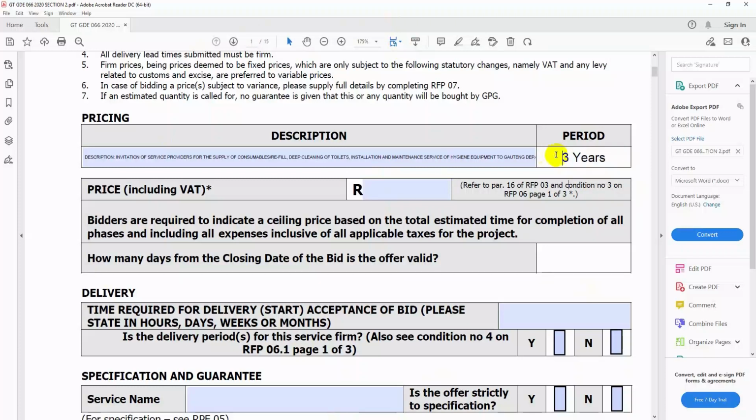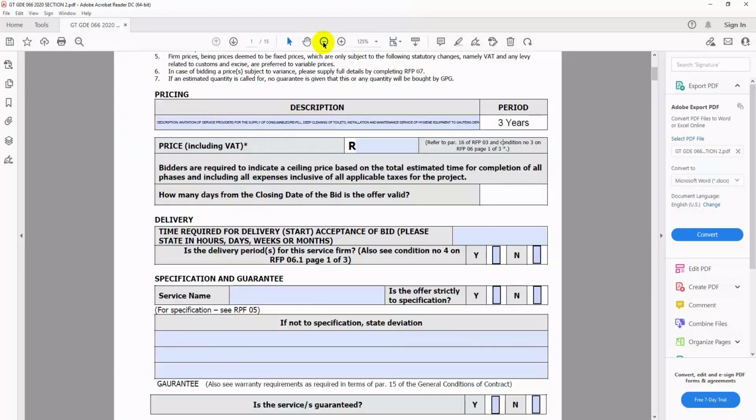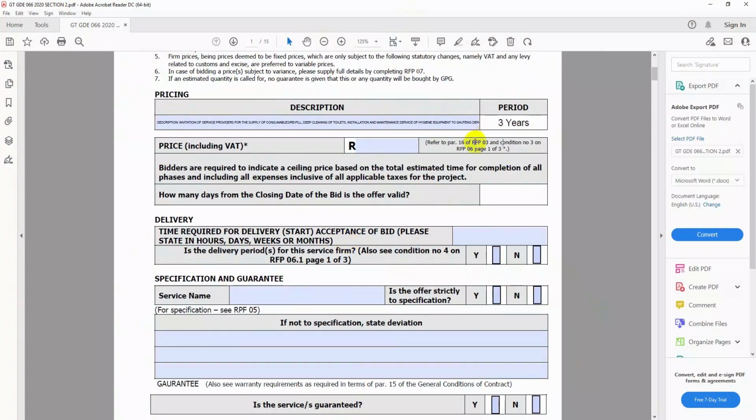No, I can't highlight. Okay. How do I go down? Sorry, let me. Okay.